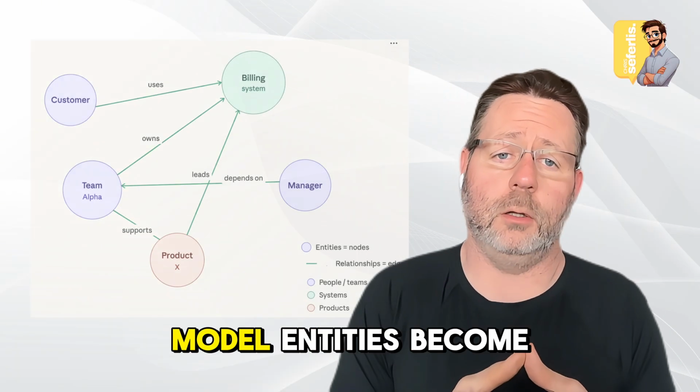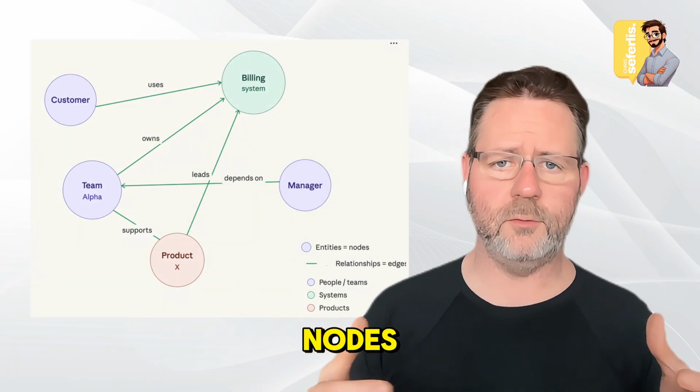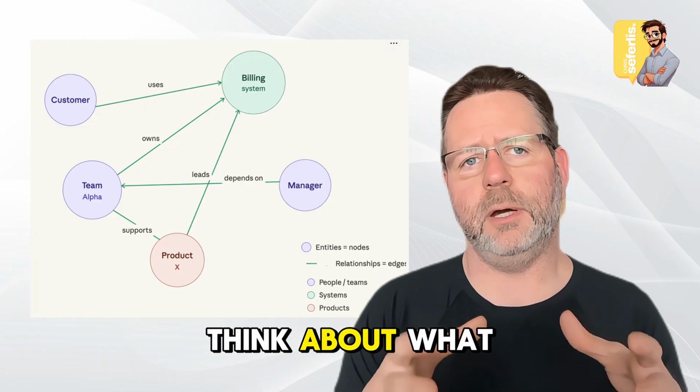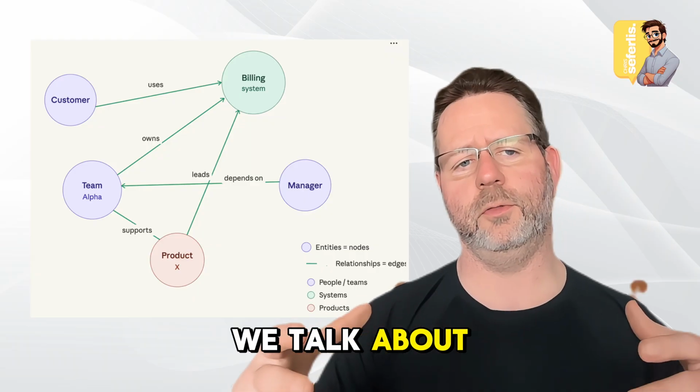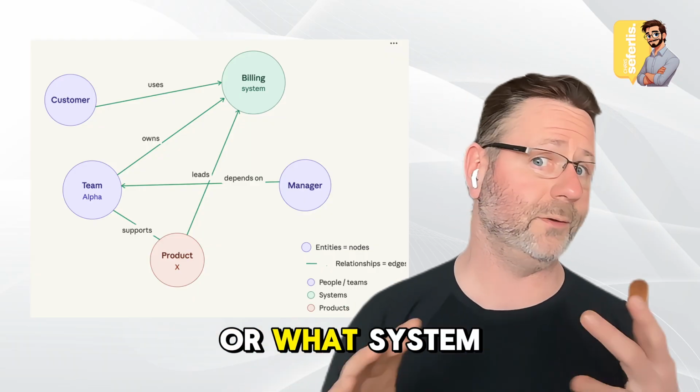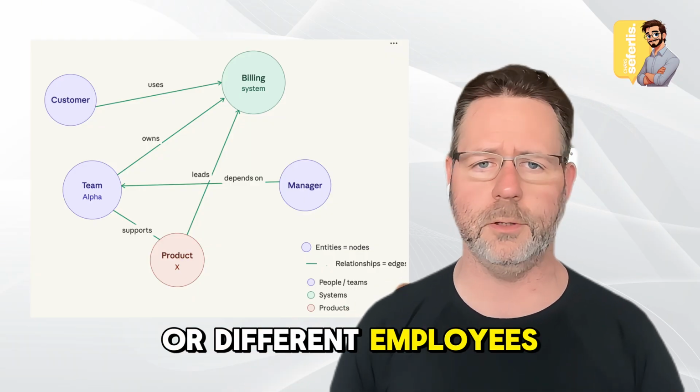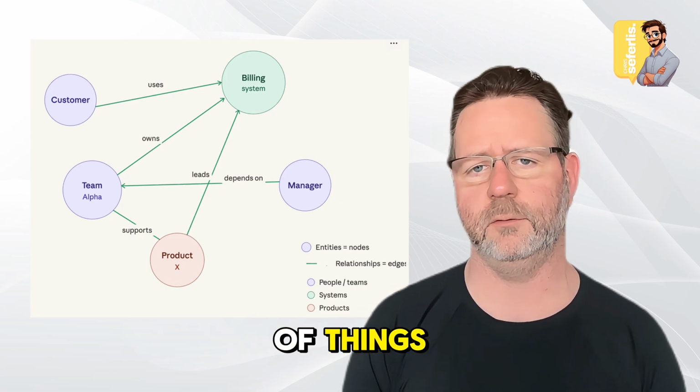In a graph model, entities become nodes. And when we think about what a node or an entity is, we talk about things like customers, what systems we're using, different employees, products, policies, those types of things.